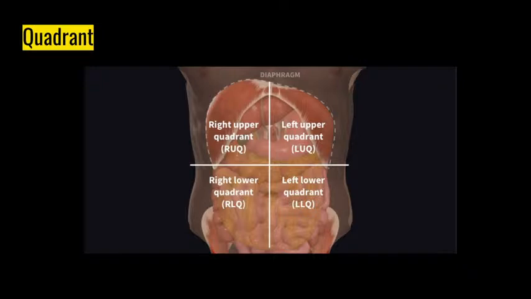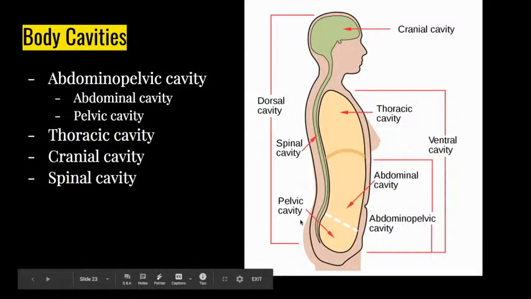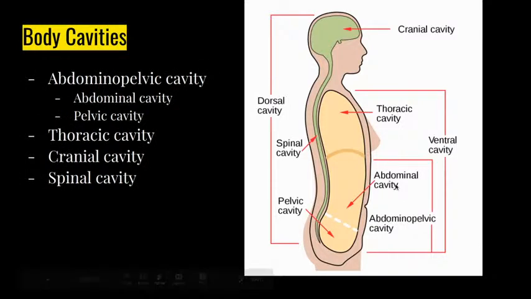The last thing we're going to discuss today are the body cavities. The human body is divided into distinct body cavities that contain particular body organs. The large cavity called the abdominopelvic cavity forms a hollow space within the abdominopelvic region. The abdominopelvic cavity is actually composed of 2 cavities, the abdominal cavity and the pelvic cavity.